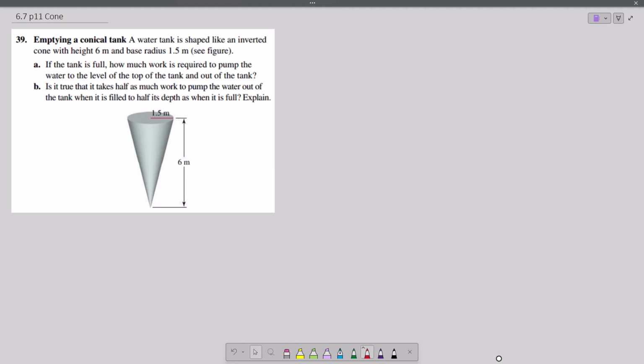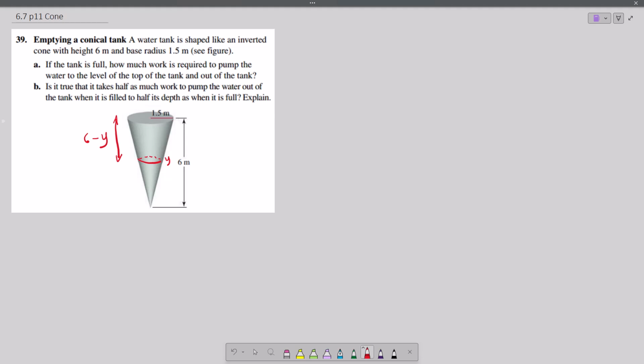If you take your cross section right here at a height of y, how far does it have to travel if it's going outside the top? 6 minus y. How far does it travel if it goes out the bottom? Just y. Because that y is measuring the height you are above the vertex of the cone. So if you're 1 meter above the vertex, that cross section there is going to travel 1 unit.